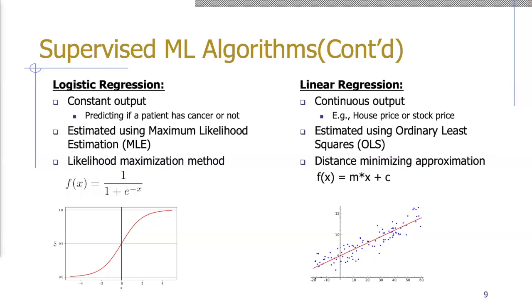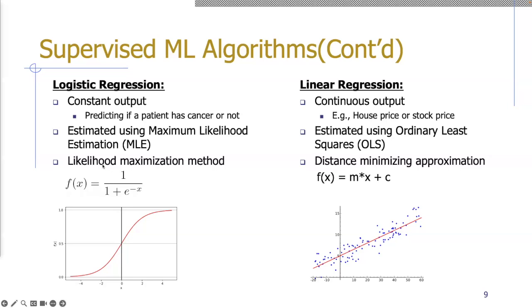If the stocks will go up or down, that's also considered in that category. So linear regression is estimated basically using ordinary least squares, and logistic regression is estimated using maximum likelihood estimation. So we're gonna see those terms.